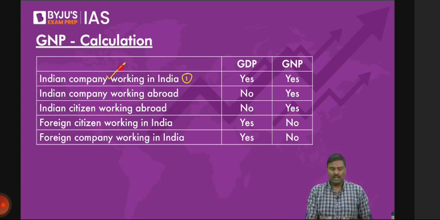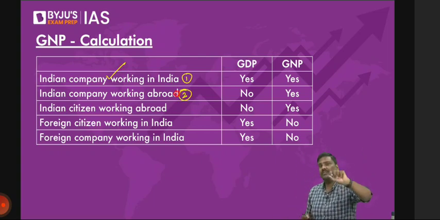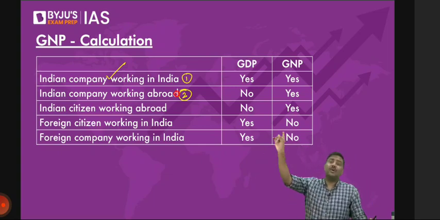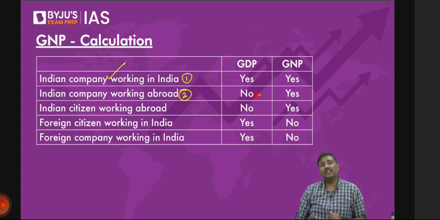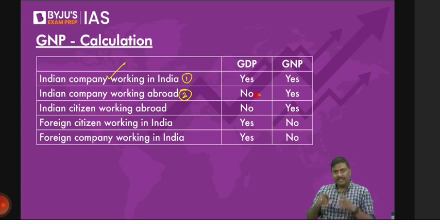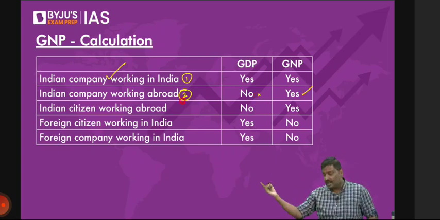Second one, an Indian company which is working outside India, they have produced goods, they have earned profits. I hope you understand this. An Indian company, but it is earning profit outside India. Now, should I be counting that profit as a part of India's GDP? No, because the profit is not generated in India, it is generated outside India. But whether they're producing in India or outside India, is it not an Indian company? Yes, because it is an Indian company, the profit generated by an Indian company, even outside India, will be counted as a part of India's GNP.